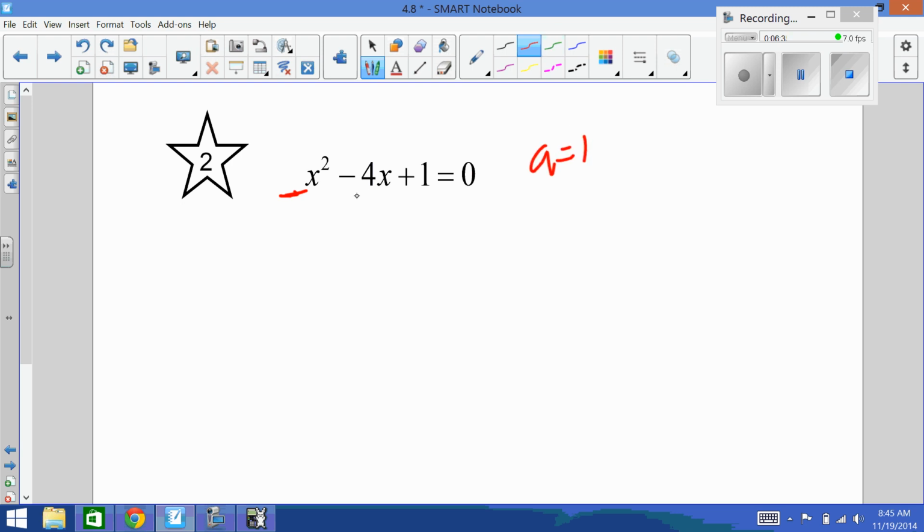All right, so there's going to be a 1 there, so A is 1. B is negative 4. And C is 1. Right, so it's already equal to 0, so we can go ahead and do that. All right, so let's plug into the formula. So it's negative B. So we got negative 4, so that's positive 4, plus and minus.